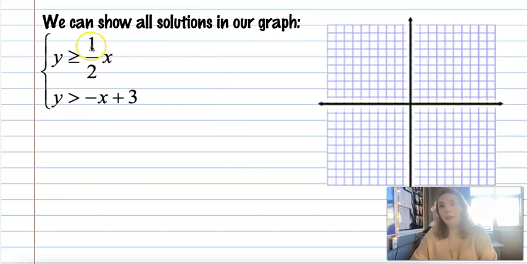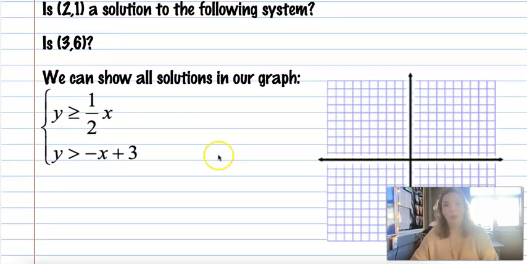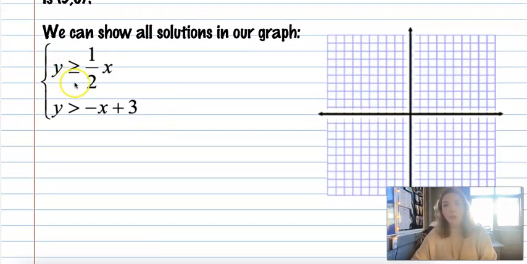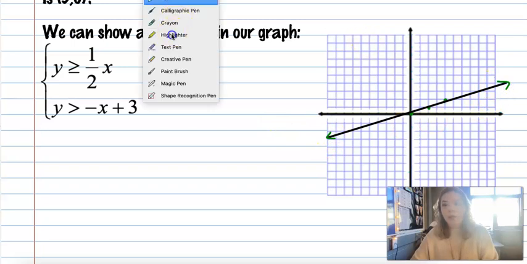So here I have y, so actually, I'm sorry, I'm jumping around. Is 2, 1 a solution to the system? We already know it's no, but I'm going to show you why it's no down here. So y is greater than or equal to 1/2 x. If I graph this line, I would start in the center and go up 1 over 2. Then I would need a solid line because it's or equal to, and I would shade above because it's a greater than. So solid line here, and then I would shade above.